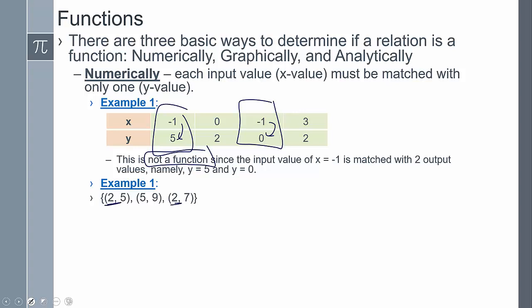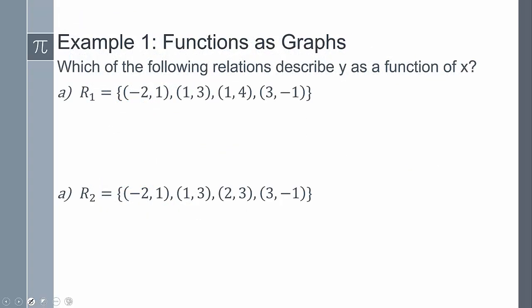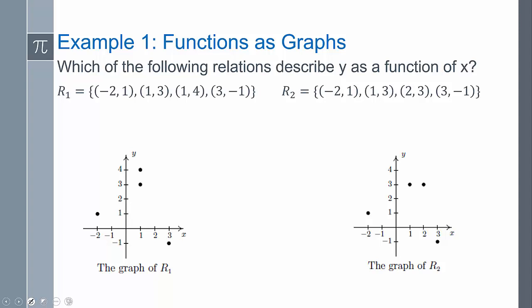My one x value of 2 could have these two different y values of 7, and so therefore it's not going to be a function. Now let's take a look at this graphically. And so I'm going to take these values here and I'm going to put them on a graph. So graphing these, is this going to be a function?